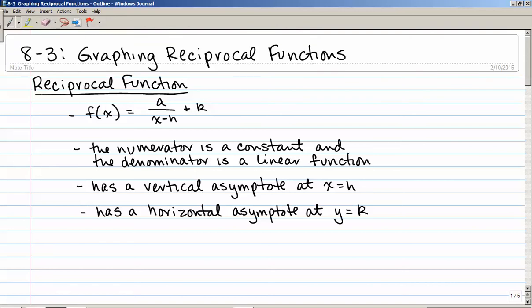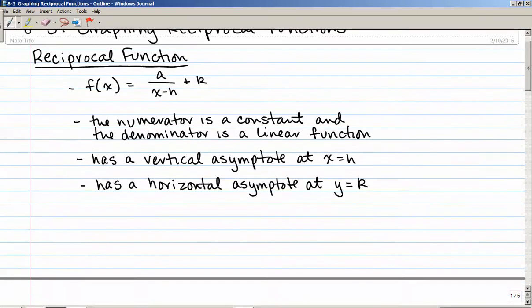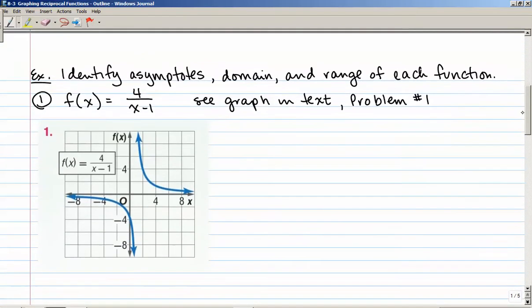This function has a vertical asymptote at the line x equals h, so whatever h is, that's going to be a vertical asymptote, and it has a horizontal asymptote at the line y equals k. So whatever k is, y equals k is going to be your horizontal asymptote. So let's take a look at a couple examples here, and here are some pictures from the text. We need to identify the asymptotes and the domain and range of each function.